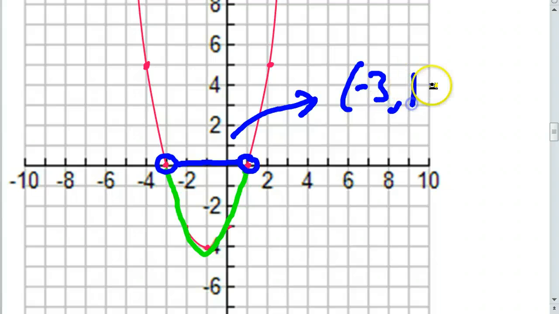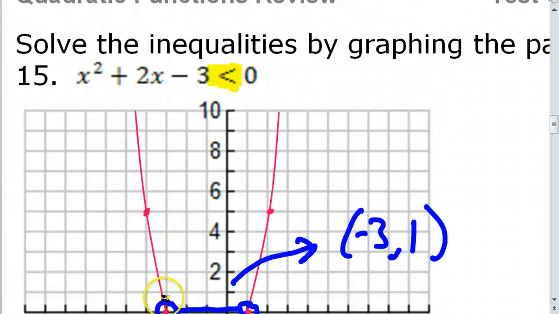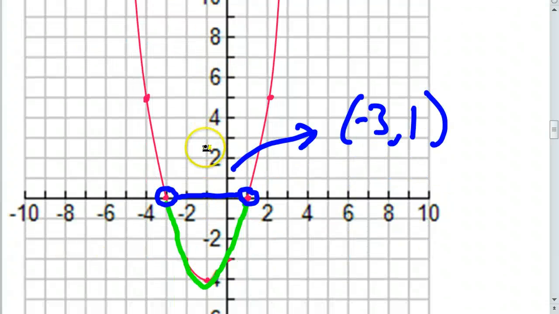Negative 3, 1. Doesn't have to be bracket. See how it's open circles? Open circles go with round parentheses, because both of those mean don't include the endpoints. Because the endpoints are equal to 0, and we only want less than 0. Okay, so that is the answer to problem number 15. Questions?